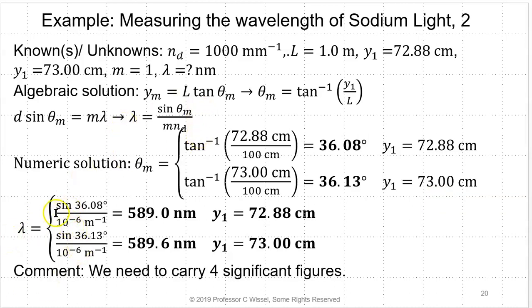We have sine of 36.08 degrees divided by 10 to the minus 6 inverse meters. And of course, this m is 1, and this is nd written in inverse meters. So that's where that comes from. So the wavelength is 589.0 nanometers at this position on the screen, 72.88 centimeters. The one at 73 centimeters from the center of the screen is at 589.6 nanometers.